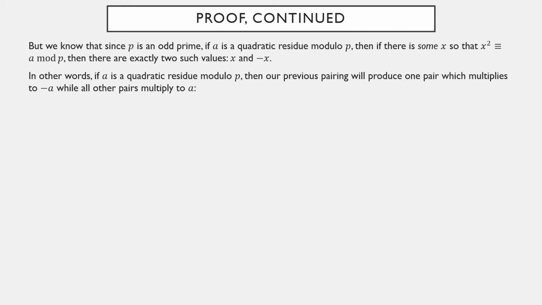Whenever there is a solution x squared equivalent to a, we paired off x with a value y and saw that x times y was equivalent to negative a. But that can only happen once. Otherwise, all the other pairings will simply produce an a. So when I multiply the entire reduced residue system together, under the assumption that a is a quadratic residue, there is one pairing of x with negative x whose product gives me a negative a. All the other pairings just give me a's over and over again.